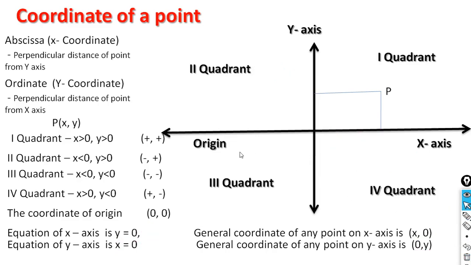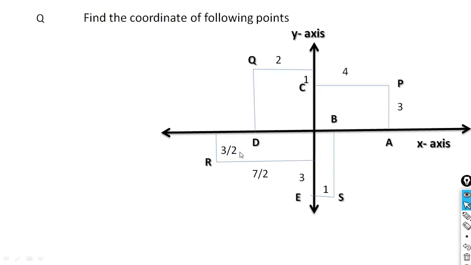Let us do some problems related to coordinate geometry. Now here is the problem. Find the coordinates of the following points. Here are the points given to you: P, Q, R, S, and then we have points A, B, C, D, and E. We want to write the coordinates of these points.